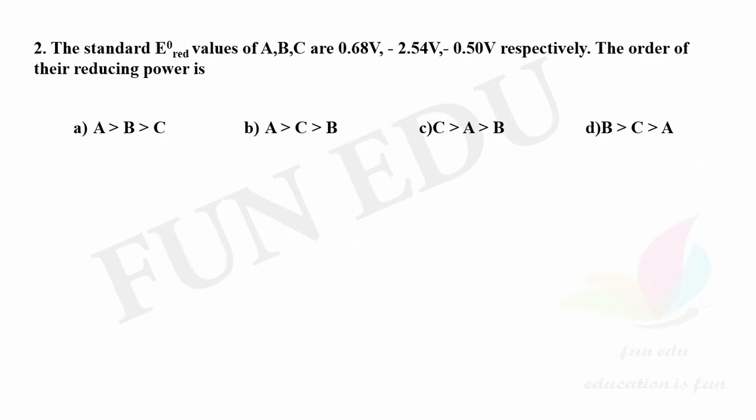So the second question says the standard reduction potential, that is E0 reduction, values of A, B and C are 0.68 volt, minus 2.54 volt, minus 0.50 volt respectively. The order of the reducing power is... So you need to find out the order of the reducing power.